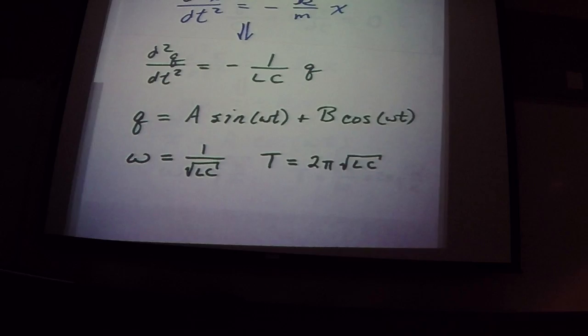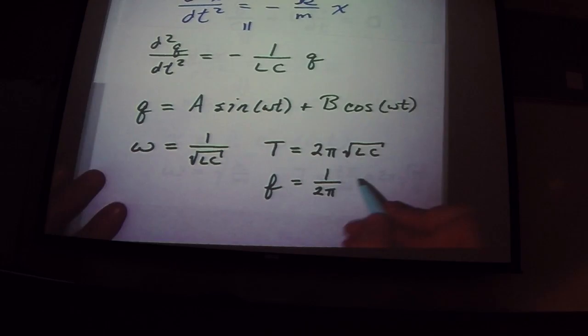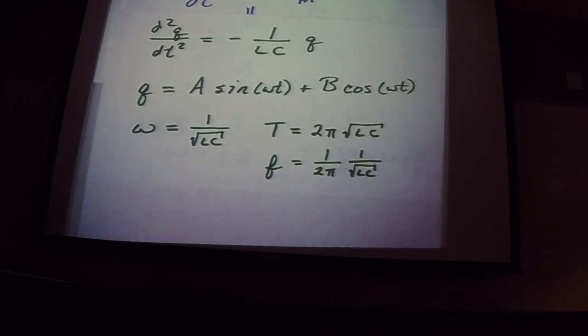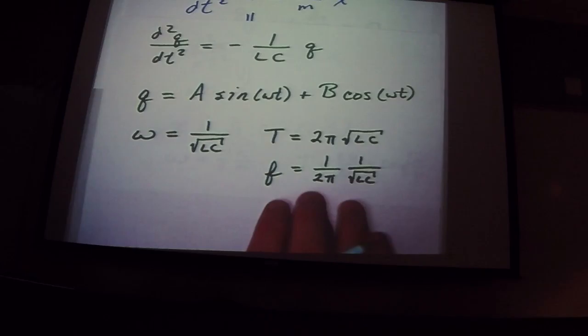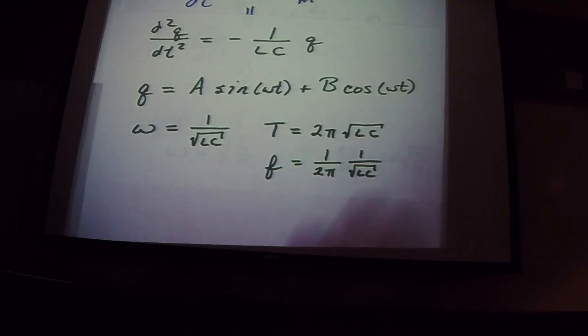Now, what we do talk about for an LC circuit isn't the period. It's the frequency. Because the frequency is something that we use. It is something that we have. And these frequencies are going to be reasonable frequencies. They're going to be like 100 hertz, 1,000 hertz, megahertz, different kinds of frequencies here. Because these numbers are very small, 1 over this number is going to be very large. So the frequency here is equal to 1 over 2 pi times 1 over the square root of LC. Your frequency of those oscillations. That's in hertz.